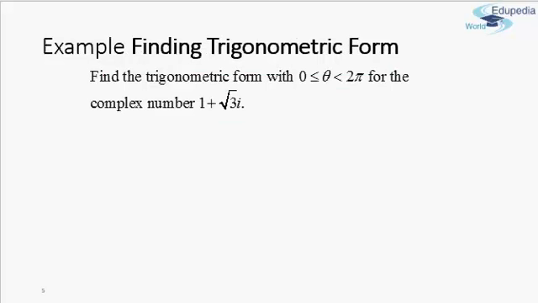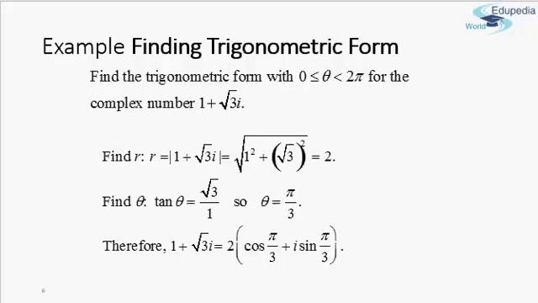In order to find r, we take the modulus of z. That is really easy. What we do is a squared plus b squared. A squared over here is 1, and b squared is under root 3 whole squared, and that is 3. Once you add those, you get the answer, which is 2.